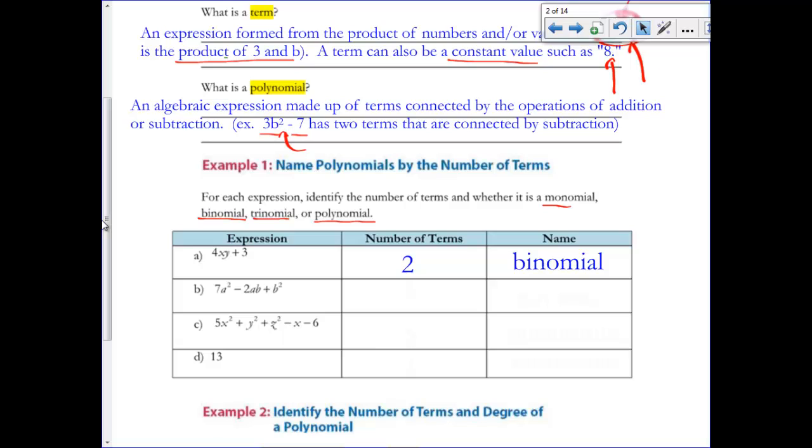Okay, example B: 7a squared minus 2ab plus b squared has 3 terms and it is a trinomial. All right, next one: 5x squared plus y squared plus z squared minus x minus 6. Number of terms: 5. Again, we have 1, 2, 3, 4, 5 terms, and it is a polynomial. Okay, last example, D: 13. Number of terms: 1. Name: monomial.